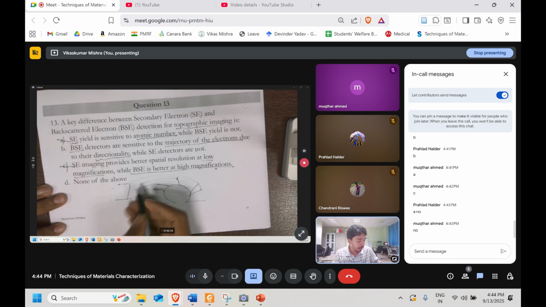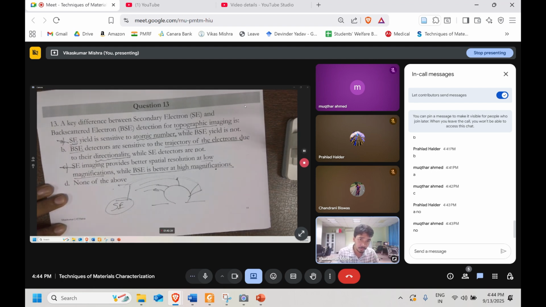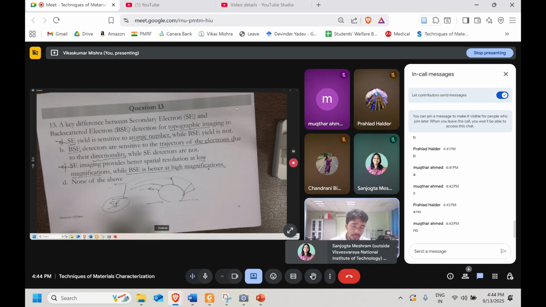It will capture all of them. The ETD detector, the Everhart-Thornley detector, will capture all of them because of the field which is applied to it. So the factor of directionality is not here. All the directions it is capturing.